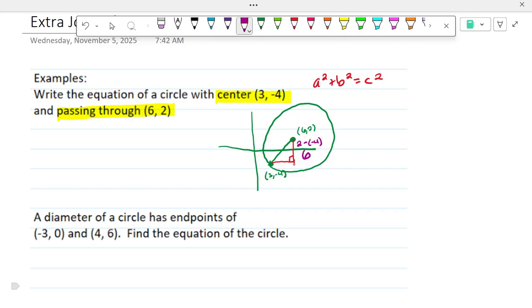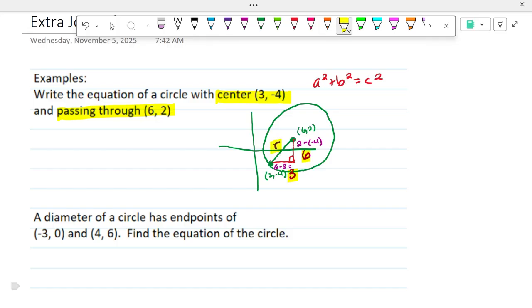What about for my horizontal side? How do I find it? With the x value. So you subtract the x values. So 6 minus 3. So this would be 3. These are the two values I'm going to put into the Pythagorean theorem in order to find my radius, r.